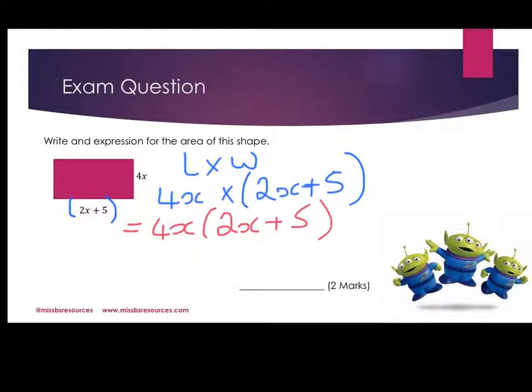So we're going to do 4x times 2x, which is 8x squared, and then we're going to do 4x times 5, which is add on 20x. So our answer is 8x squared add on 20x. You get 1 mark for the first term and 1 mark for the second term. Well done if you got that right.